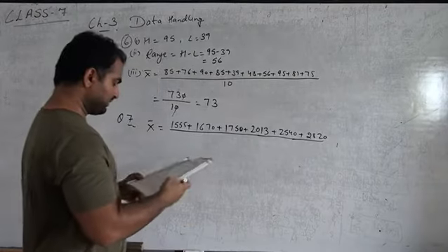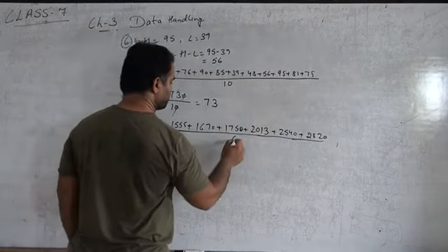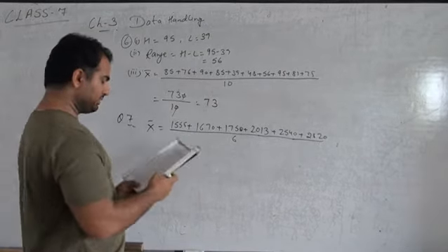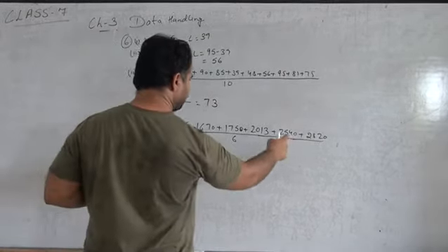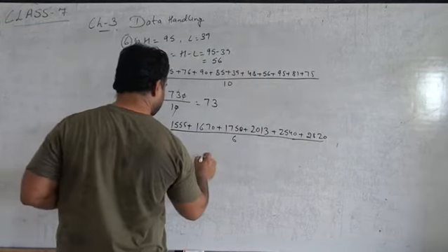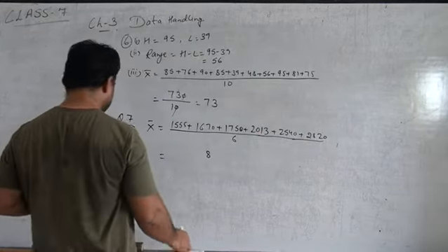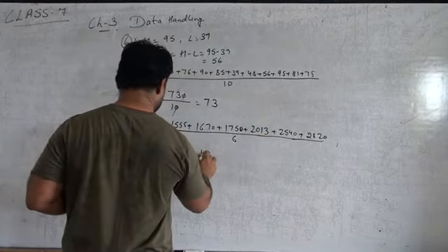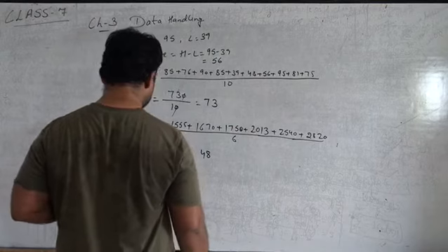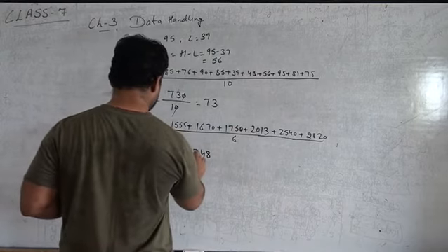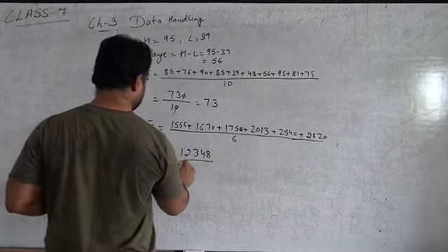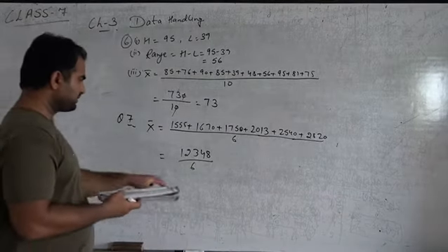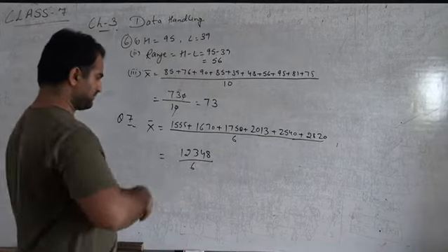Okay, and the total number of periods is 6. So what we have to do is we have to get a total of 8. So it will be 8. Next, 4, 3, 2, 1 divided by 6. Done. What we have to do is we have to divide it by 6.